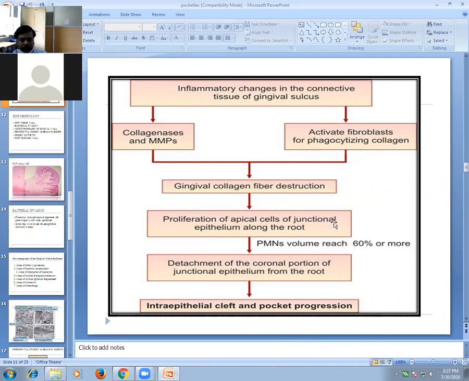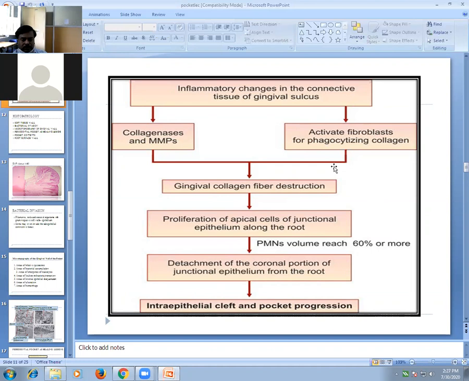The junctional epithelium starts moving apically, and a pocket forms. So this is how the pocket forms. Once again, I will repeat. When the population of polymorphonuclear neutrophils reaches above 60% in a gingival surface, the junctional epithelium starts losing its cohesiveness.